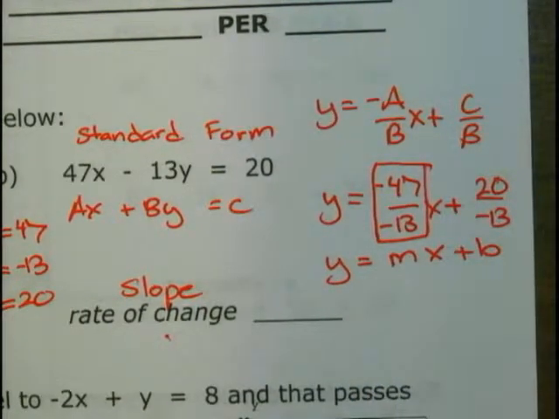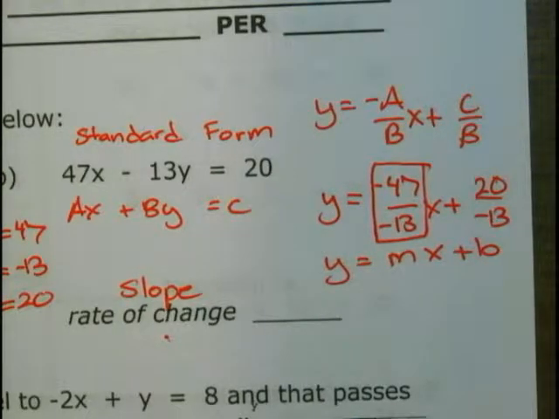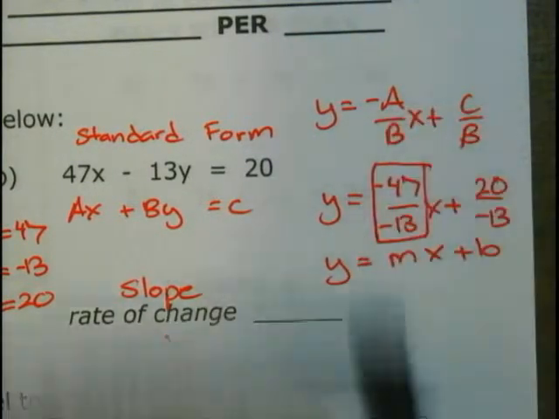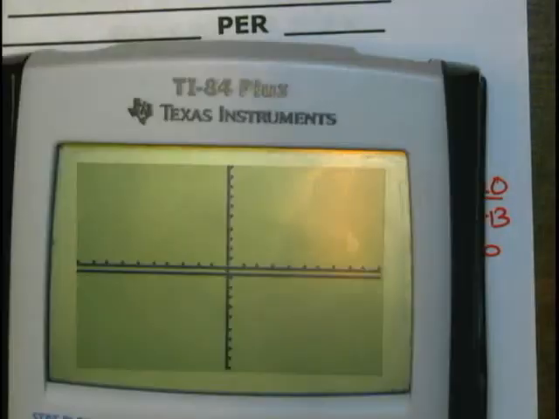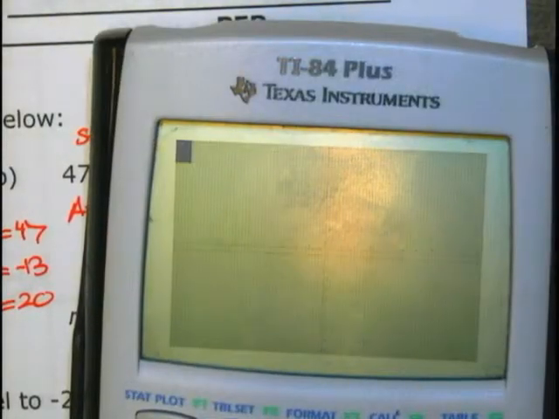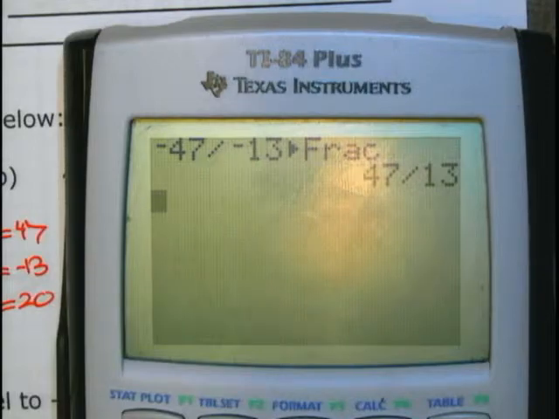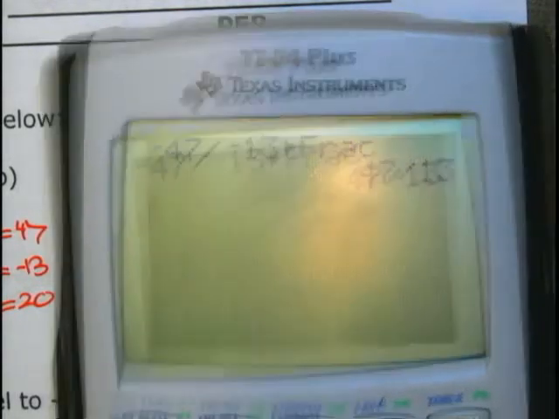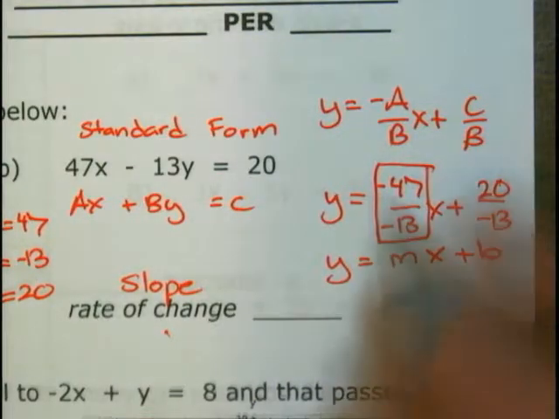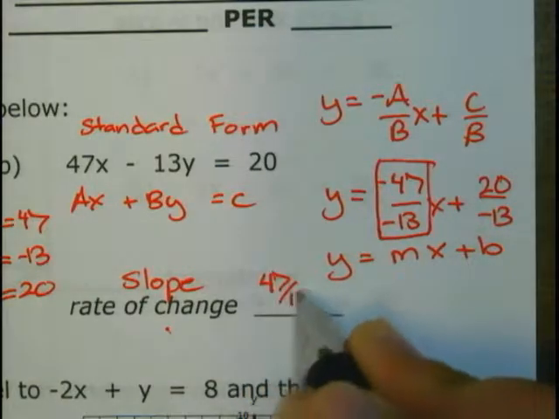Now I'm not going to put it in like that because it might be able to reduce. I know it won't, because I know the numbers. But I'm going to show you what you should be doing in every case. In every case, you should type in negative 47 divided by negative 13, go to MathFrac, and it'll tell you it's 47 over 13. That's your slope for this equation. Your slope on this one is 47 over 13.